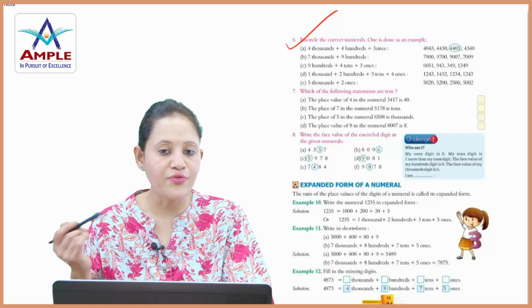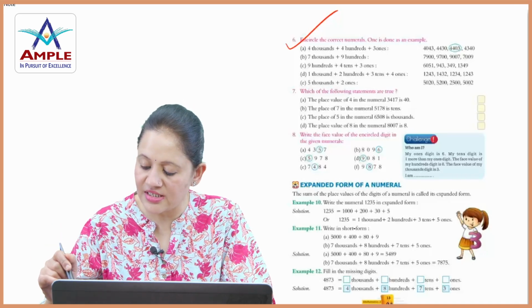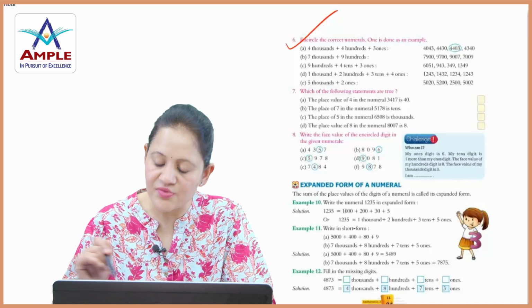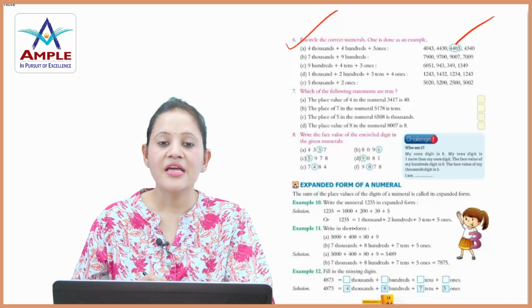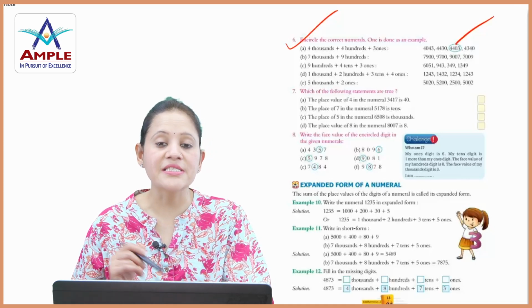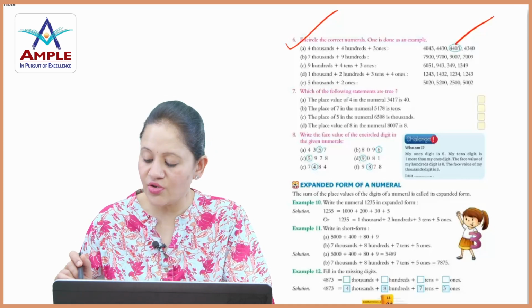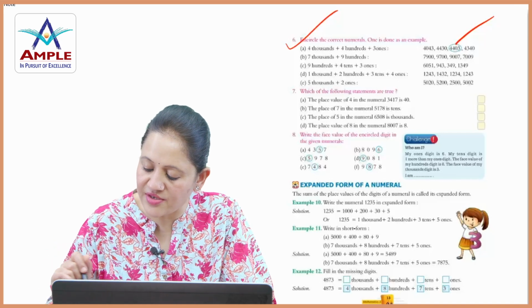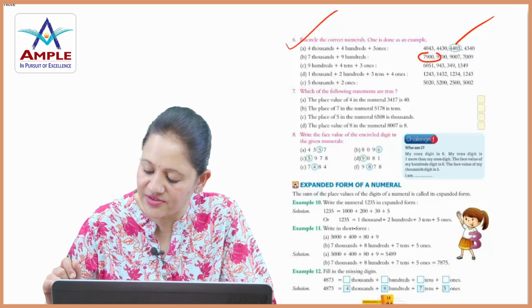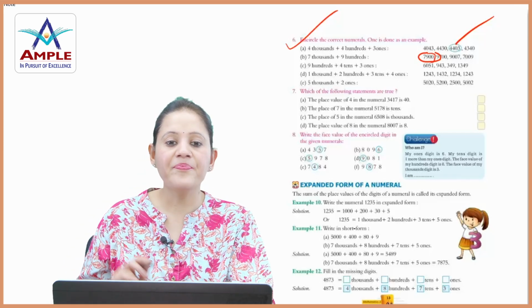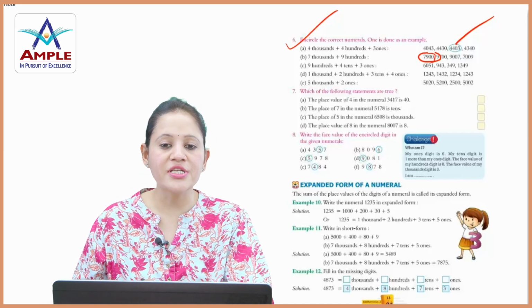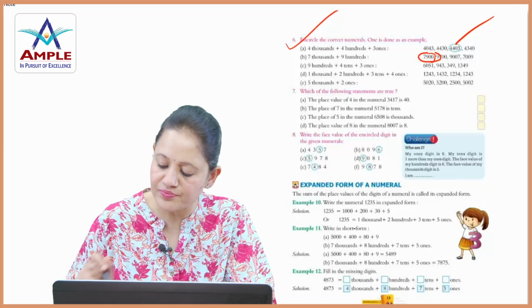So 4000 plus 400 plus 3 ones. That means the number is 4403. Next is 7000 plus 900. So that is equal to 7900. This is the right answer, the first one. Clear? Next, which of the following statements are true?